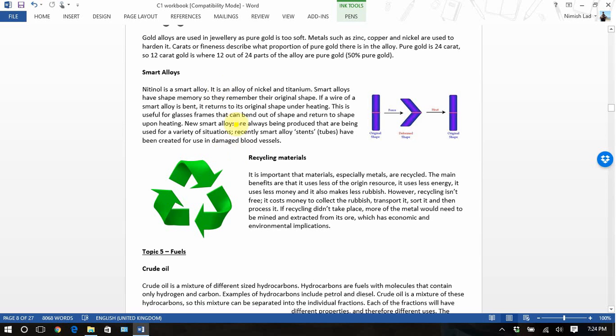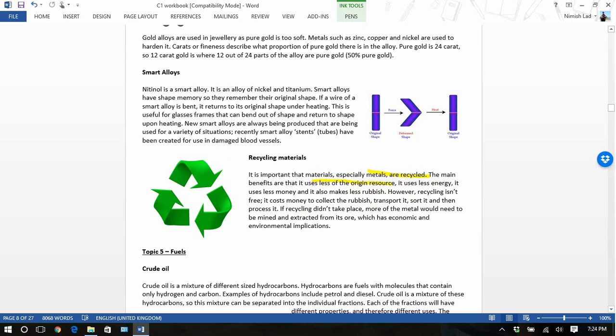Recycling metals is also quite important. It is important that materials, especially metals, are recycled. The main benefits are it uses less of the original resource. It uses less energy and it uses less money. It also makes less landfill and less rubbish.